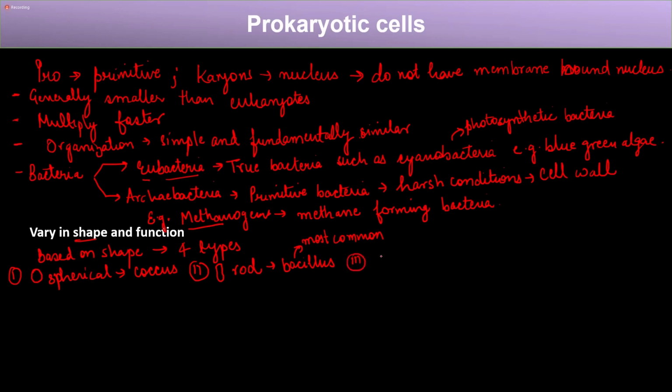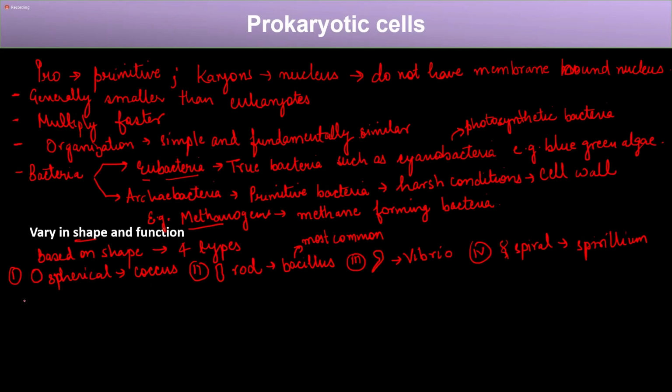Thirdly, if a bacteria is comma shaped, something like this, it is known as vibrio. And fourth, if it is spiral shaped, something like this, it is known as spirillum. So based on the shape, bacteria are divided into 4 types: coccus, bacillus, vibrio, and spiral.